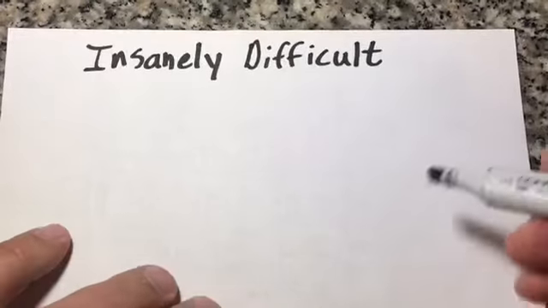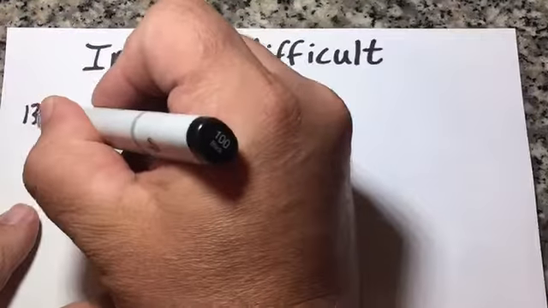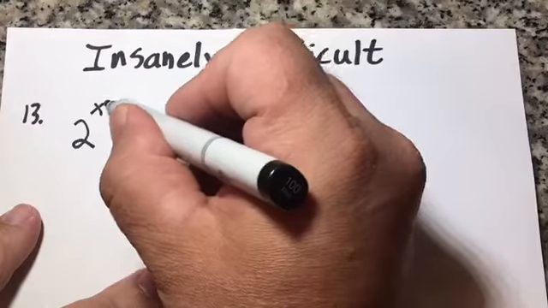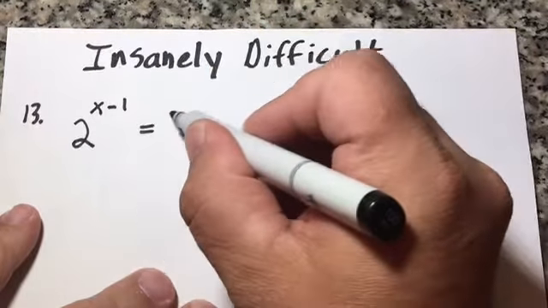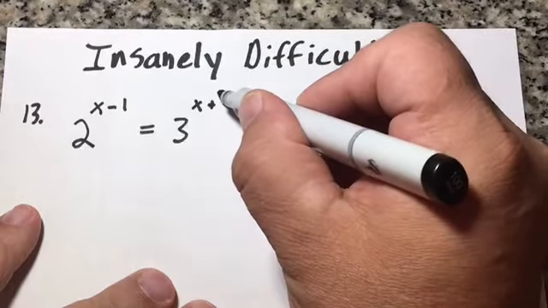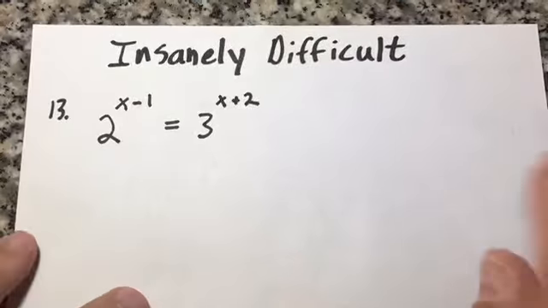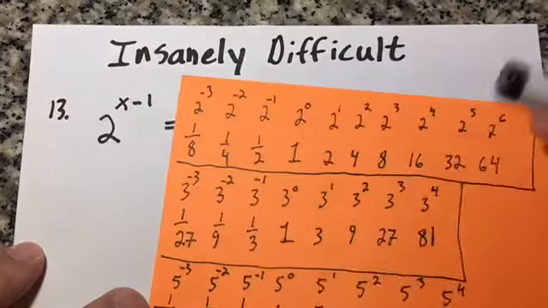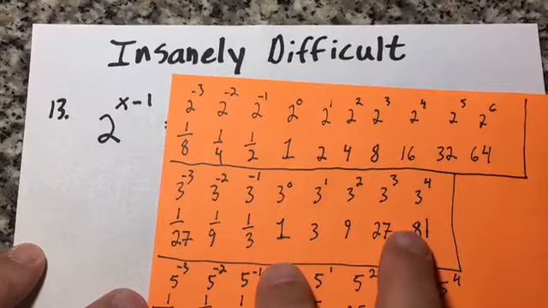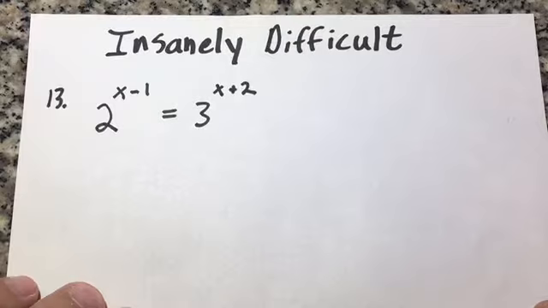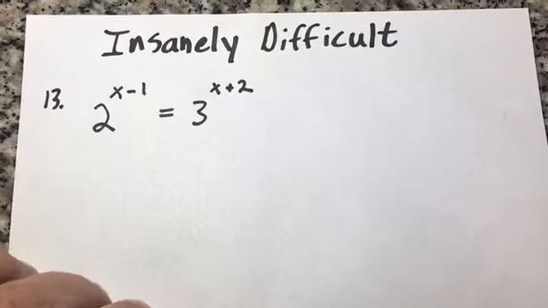Okay, as it says, this one is insanely difficult. Number 13. So I'm going to have 2 to the x minus 1 equals 3 to the x plus 2. And what makes this difficult is that they have different bases, so I can't use any of the table maneuvers. I just have to go at it using properties of logarithms. So the move is to try to rip the exponent out.